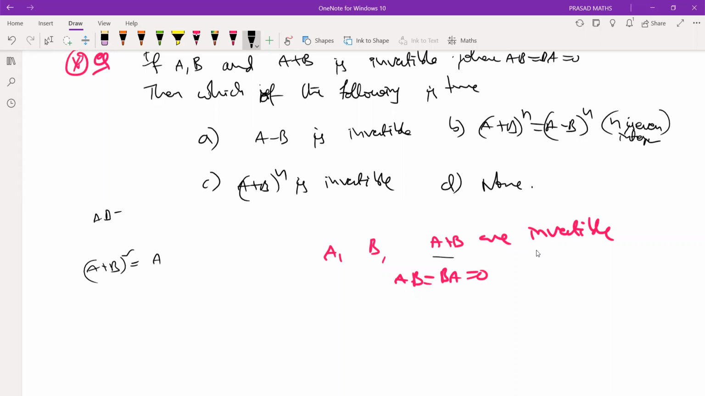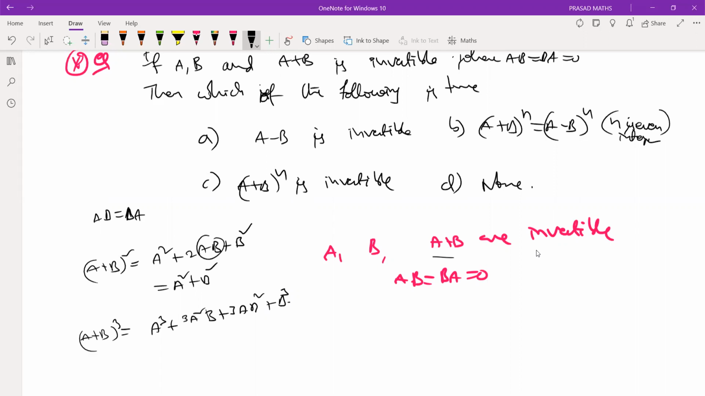AB and BA commute, that means the binomial theorem is applicable, so this is the usual binomial expansion. This is nothing but A square plus 2AB plus B square. AB is 0, right? So A square plus B square. Therefore, (A plus B) whole power 3, what are you going to get? A cube plus 3A square B plus 3AB square plus B cube.